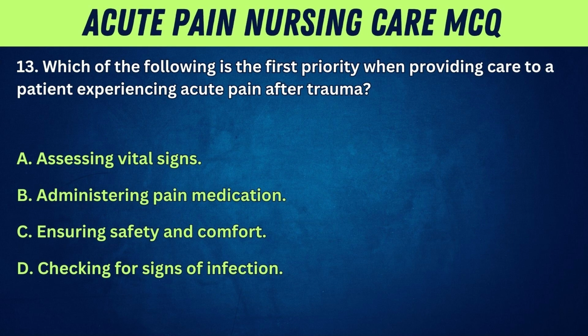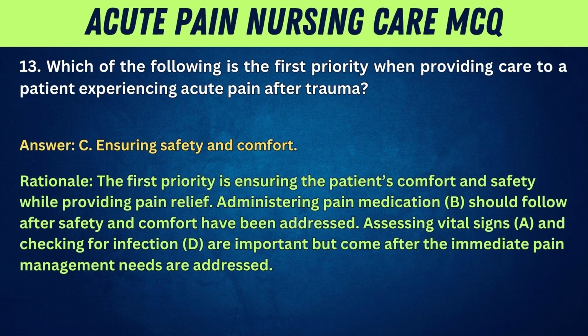13. Which of the following is the first priority when providing care to a patient experiencing acute pain after trauma? A. Assessing vital signs. B. Administering pain medication. C. Ensuring safety and comfort. D. Checking for signs of infection. Answer. C. Ensuring safety and comfort.